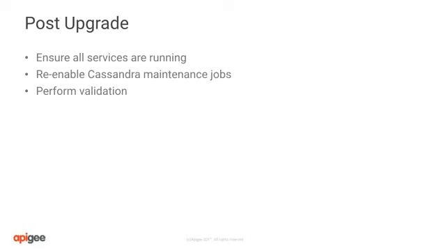Following the upgrade, you should run apigee-all status to ensure that all services are running. You will also need to re-enable the Cassandra nodetool repair maintenance job if you temporarily disabled it for the upgrade. Finally, you will want to perform post-upgrade validation and testing as described in the upgrade validation lesson.